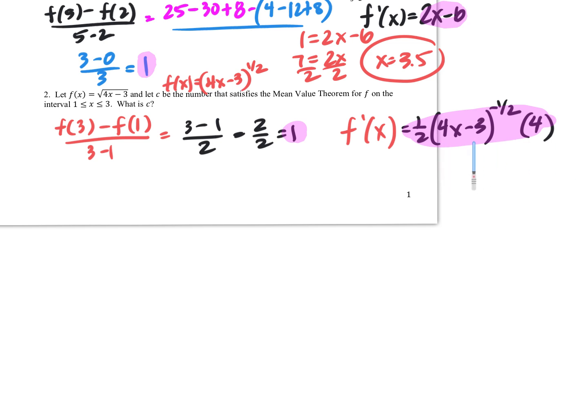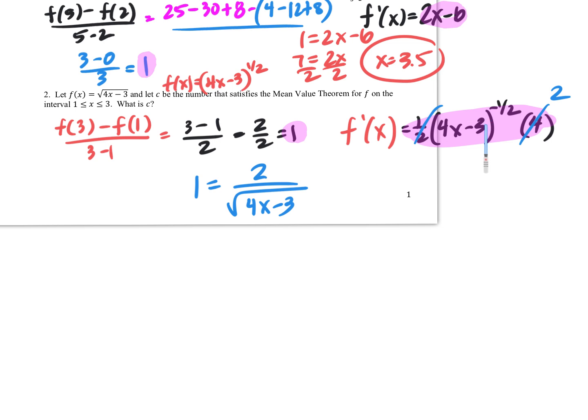Can we make it prettier? For sure. What's half of 4? 2. So I'm going to say, all right, that's going to get me a 2 here. And then what about this negative exponent? Where should we move it? Let's move it down. So I'm going to say, when does 1 equal 2 over, I could rewrite this as 4x minus 3 to the 1/2 on the bottom, but could I also write that as root 4x minus 3 on the bottom?